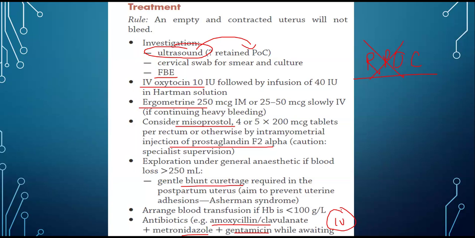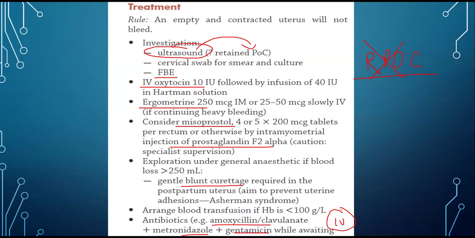Okay. So step-by-step management is what is important for the exam. If a patient comes to you with heavy bleeding and that is secondary PPH, definitely you will resuscitate the patient first. Then you will send the blood and do an ultrasound. Okay? And if the patient is continuously bleeding, you would start oxytocin and ergometrine, because you need to stop the bleeding first. Okay? So it depends on how much bleeding it is.